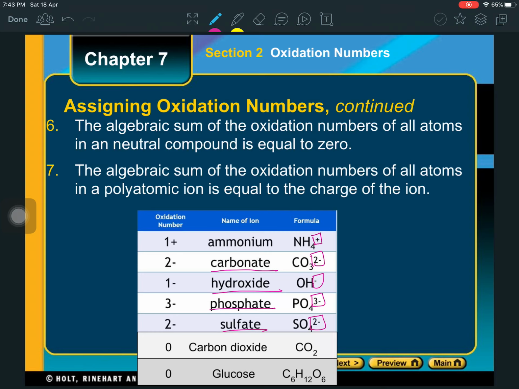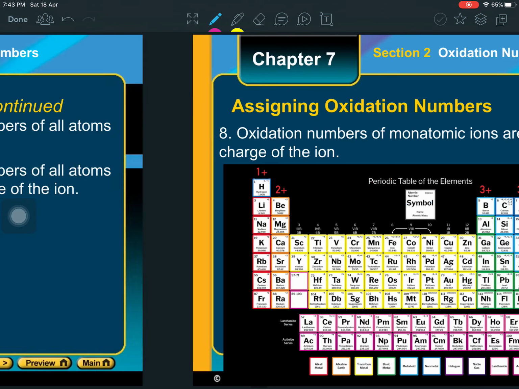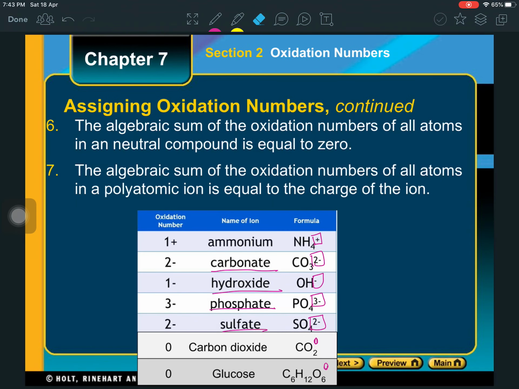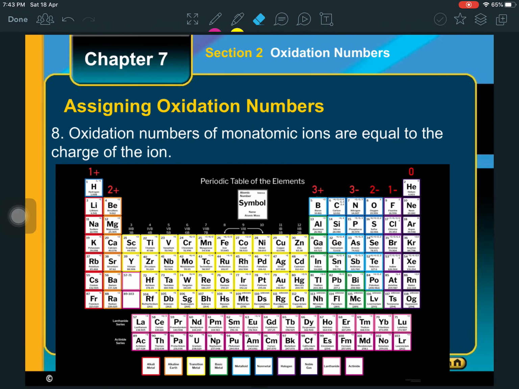Carbon dioxide has no charge, so its overall oxidation number is 0. Sugar or glucose also has no charge overall, which means its overall oxidation number is going to be equal to 0. Okay? So you guys, remember, these are just the basic rules that you have to follow, and it'll become a lot more clear when I show you some more examples of how we're actually going to use these rules.